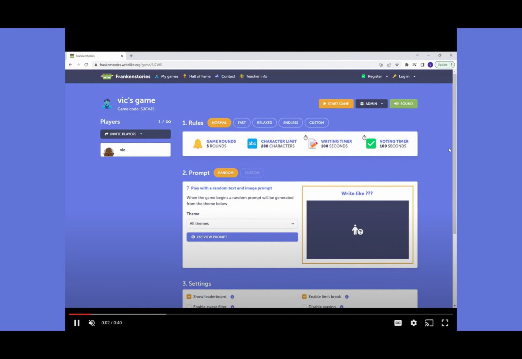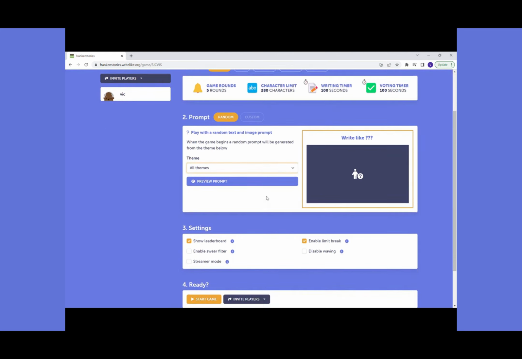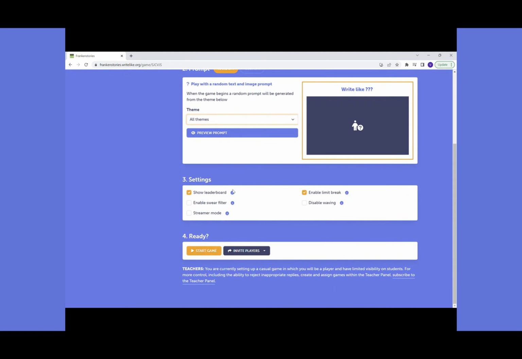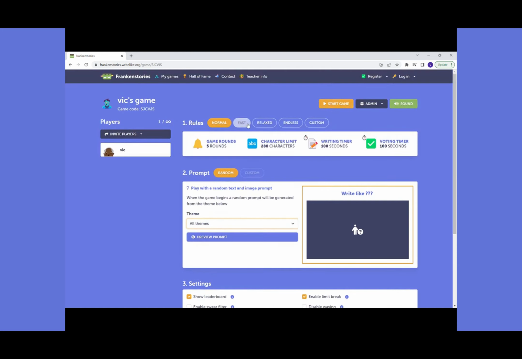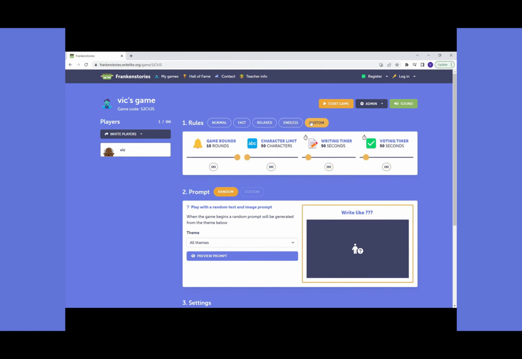So when you're making these games, it's really easy to change them to exactly what you want. You can change the rules, you can change the prompt. There are so many different prompts that you can use. There are different settings that you can use. You can show the leaderboard. You can disable swearing for your students, add limits, and there are different ways that you can change the number of rounds, the character limit, the writing timer, the voting timer. There's a lot of freedom with this platform, and it's a platform that is accessible to students as well. They can do this on their own too.